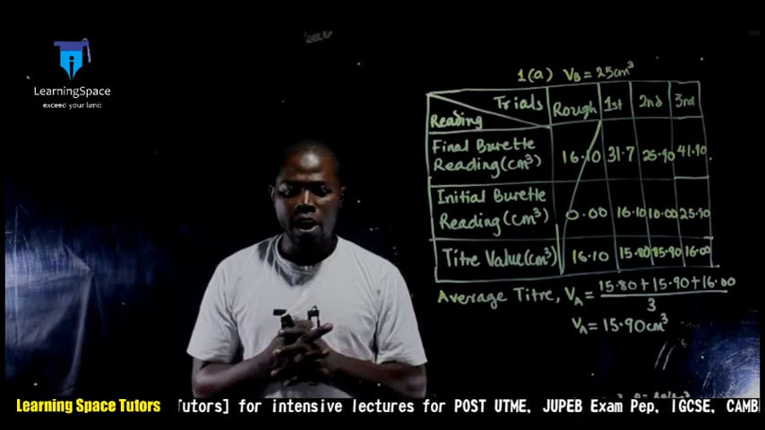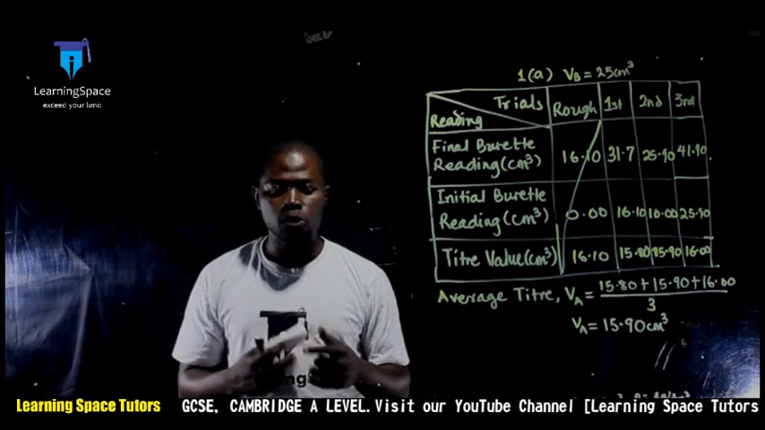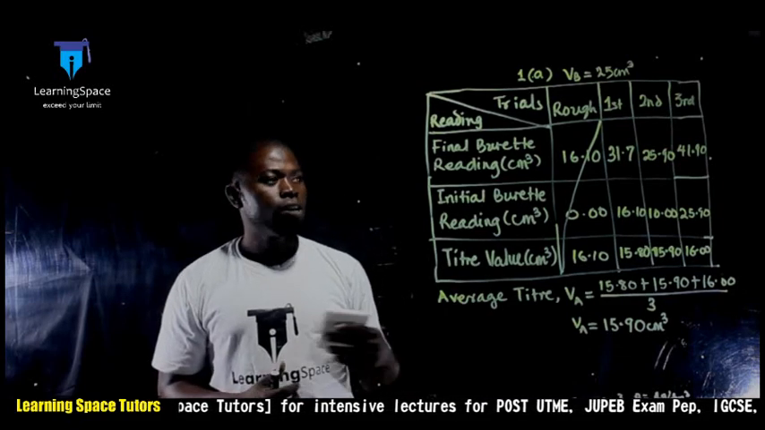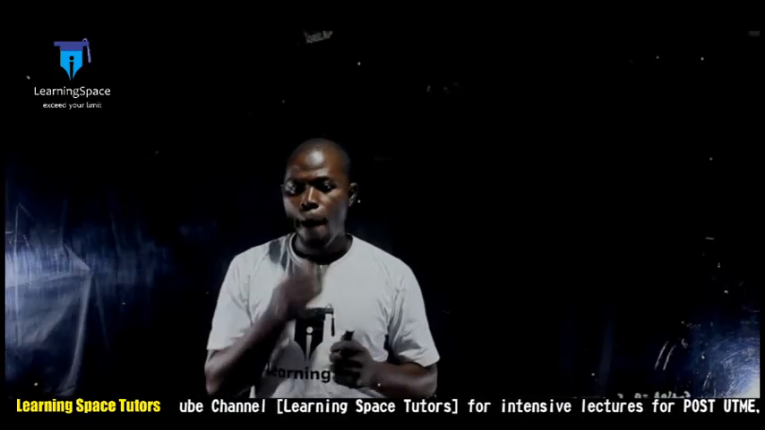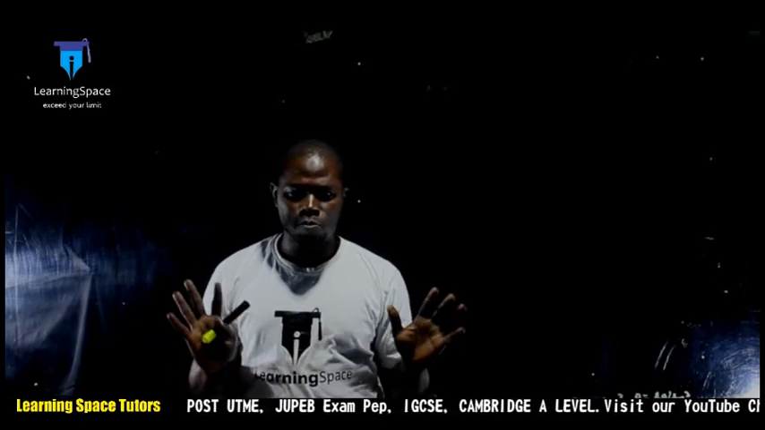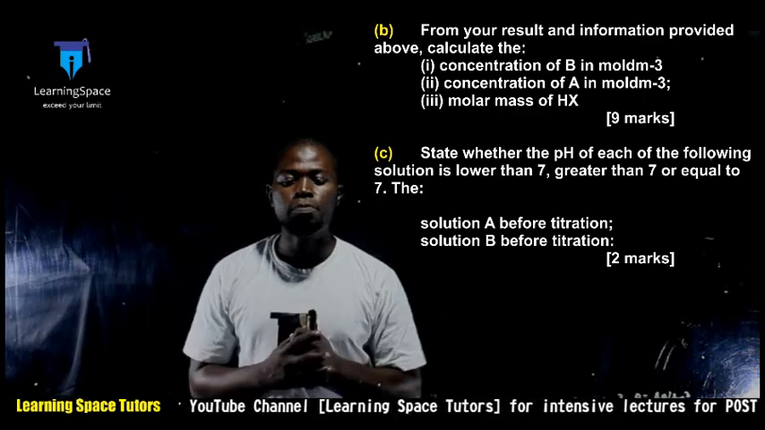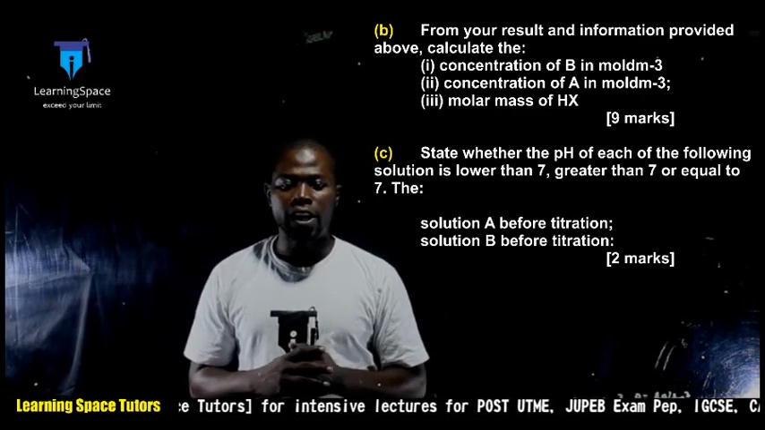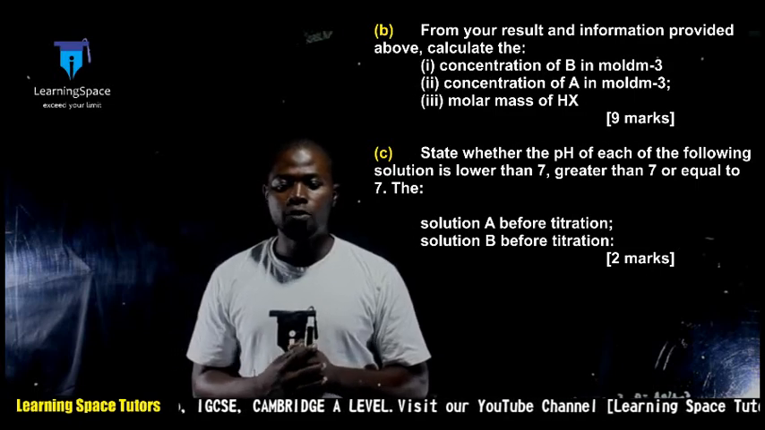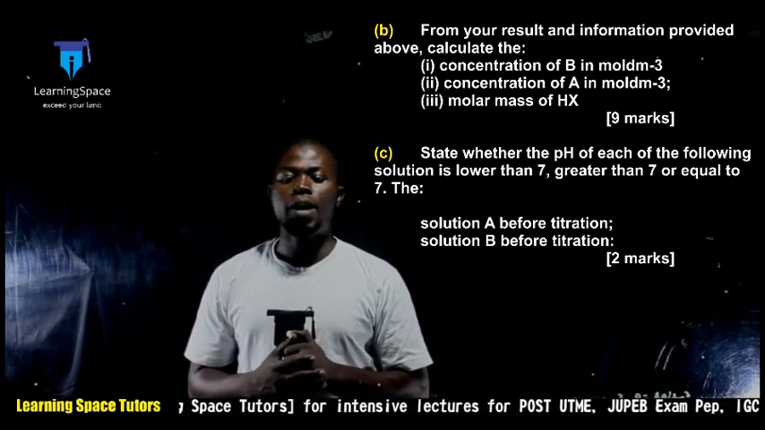Then question 1C says that you should state whether the pH of the following solution is lower than 7, greater than 7, or equals to 7. That is solution A before titration, then solution B after titration. Okay, let's move to question 1B. Having obtained the average titer from the titration experiment, we obtain the average titer to be 15.9 centimeter cube.